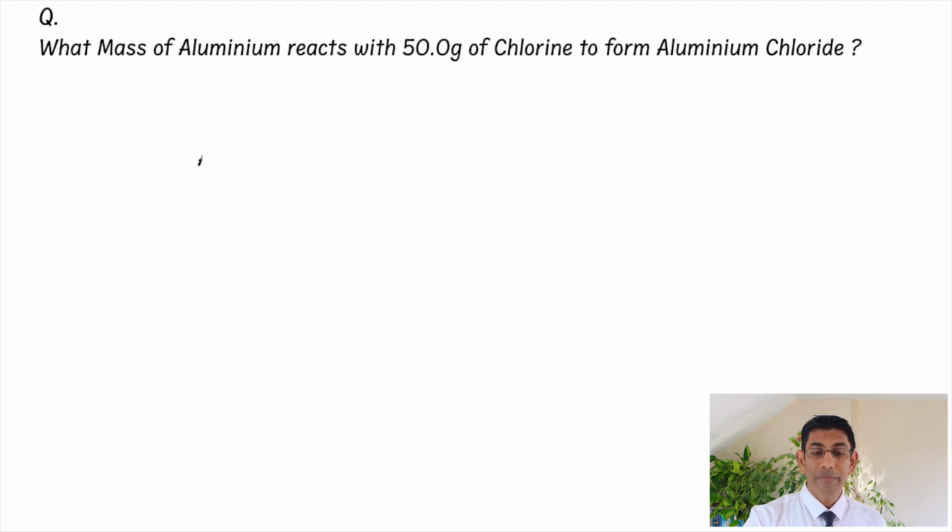Reacting mass calculations. This is quantitative chemistry for GCSE Chemistry students. In today's video, I'm going to show you a very easy step-by-step process to calculate masses of different reactants and products in any chemical equation. So let's start with an example. In this question, what mass of aluminium reacts with 50 grams of chlorine to form aluminium chloride?